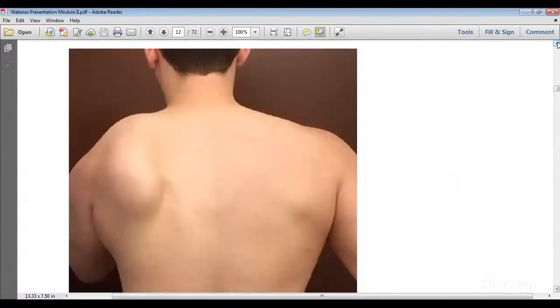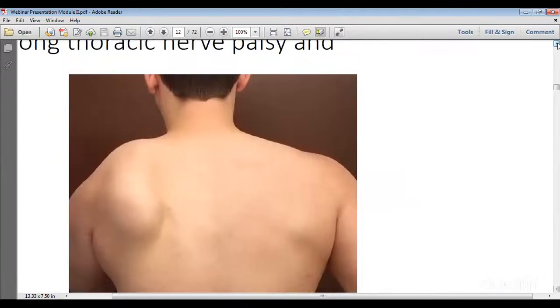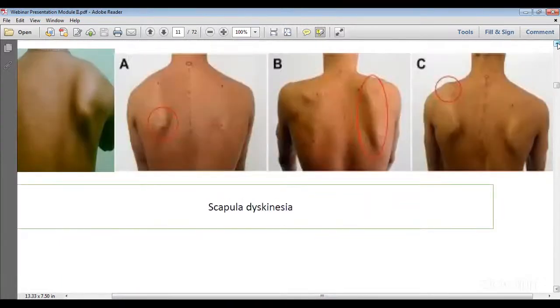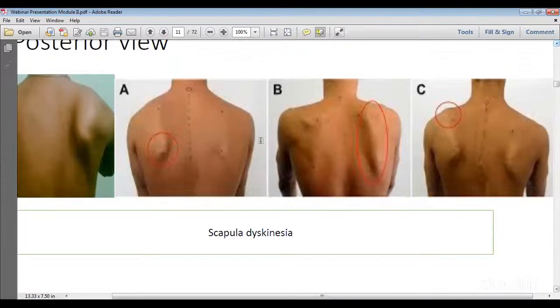All those are part of scapular dyskinesia. We have it here. You can have the inferior angle or lower border of the scapula being bulged. You can have the lateral border or medial border being bulged, and you can have the upper border being bulged. All those are various categories of scapular dyskinesia.